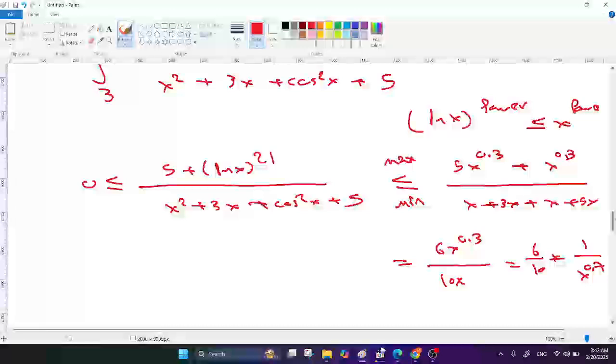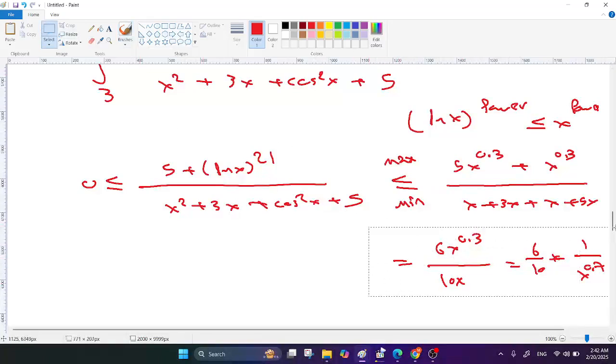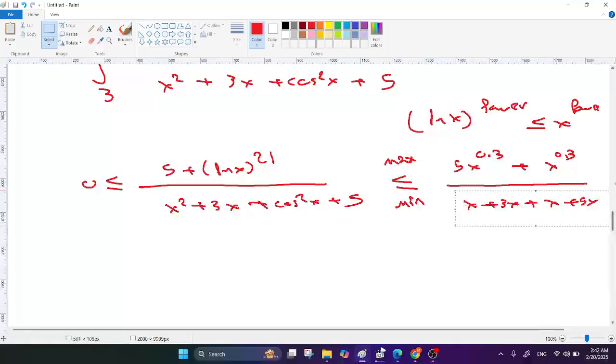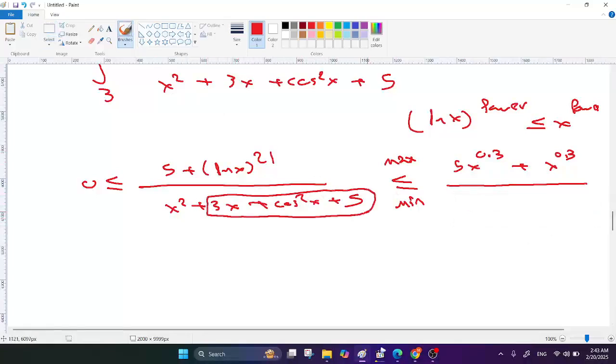So what's the problem here? You should try and think. I need to give it another try. What's the problem here? Yes, I have another idea. We want to minimize the denominator, right? These here are all positive, so just remove them. So x squared. So you have minimized it.